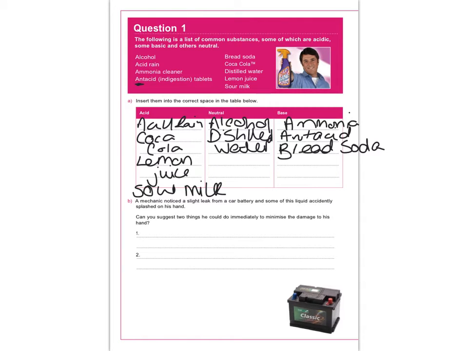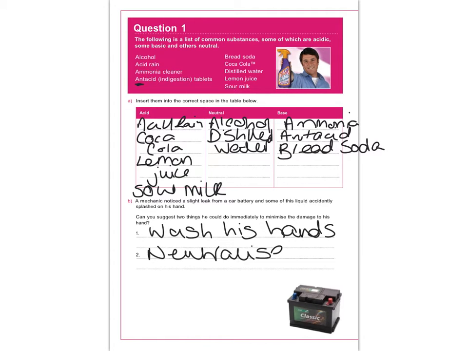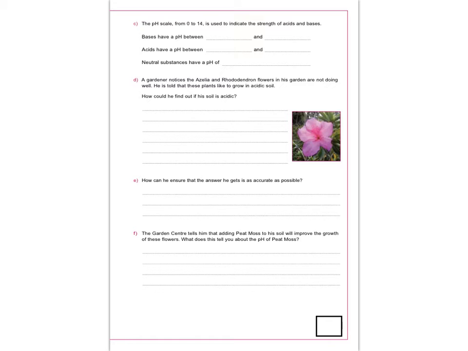Okay, part B. A mechanic noticed a slight leak from a car battery and some of this liquid accidentally splashed in his hands. Two things he could immediately do to minimise the damage to his hand. Well, number one would be to wash his hands thoroughly. Wash his hands, keep it under the tap for as long as he can stand. And then number two, he should try and neutralise it. Now, obviously, if it's a bad burn, he should go straight to a doctor, or go straight to the hospital or get medical advice. But if he's burnt his hand with an acid, ideally, he should try and neutralise it with a base.